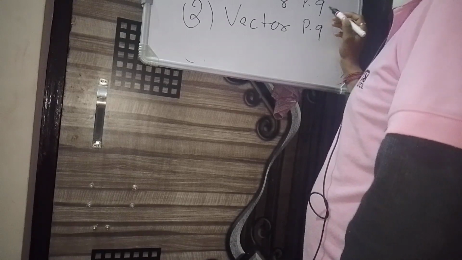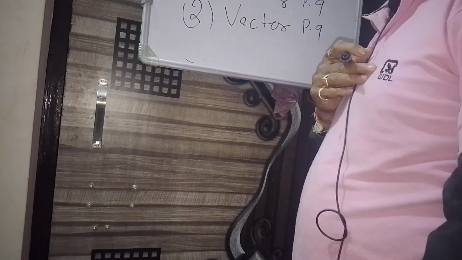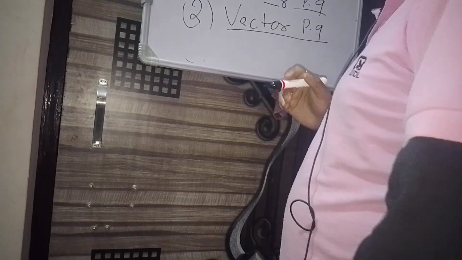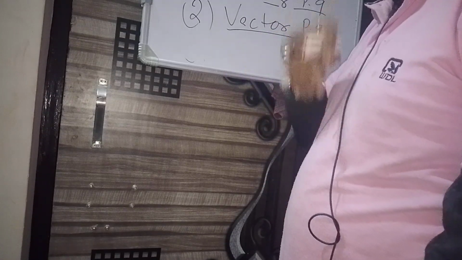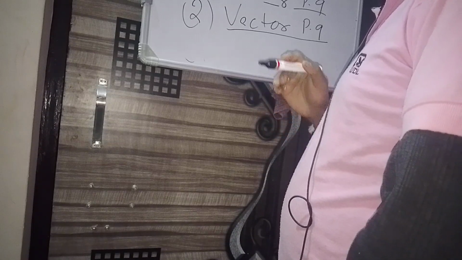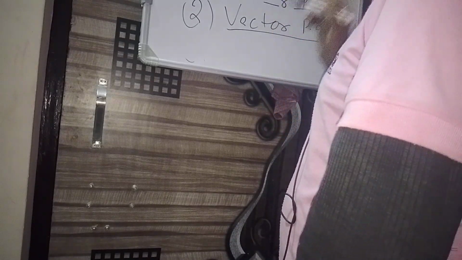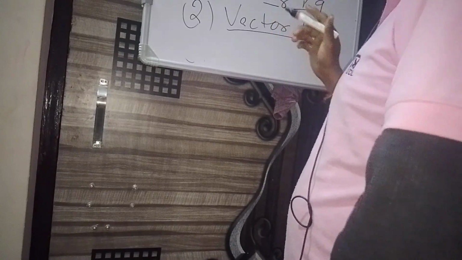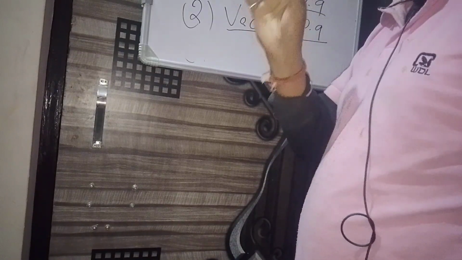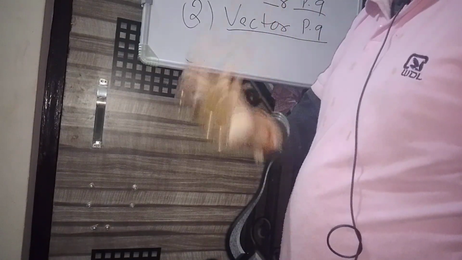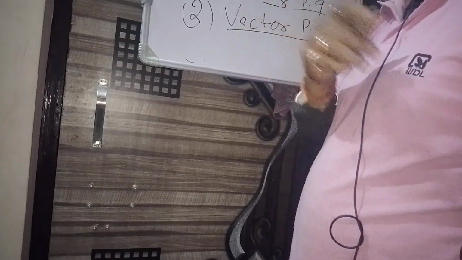The physical quantity which has only magnitude is called a scalar physical quantity. Vector physical quantity is the quantity which has magnitude and direction both. Understand? On the basis of direction nature, physical quantity is divided into two parts. First is scalar, second is vector. A scalar physical quantity has only magnitude, not direction. But a vector physical quantity has both magnitude and direction.